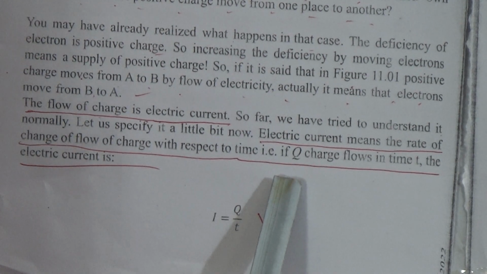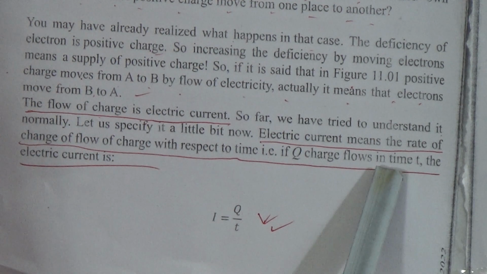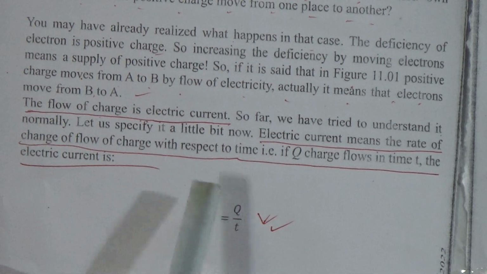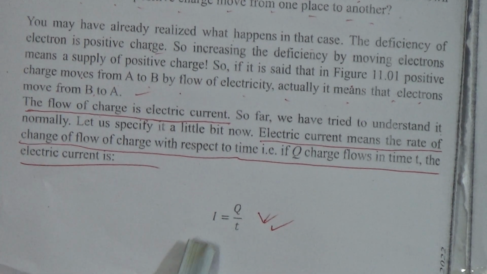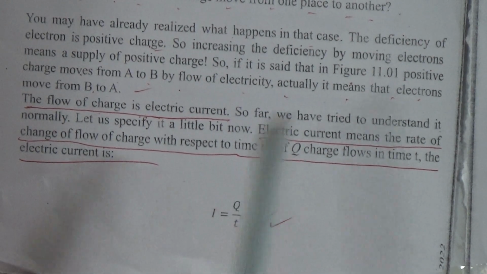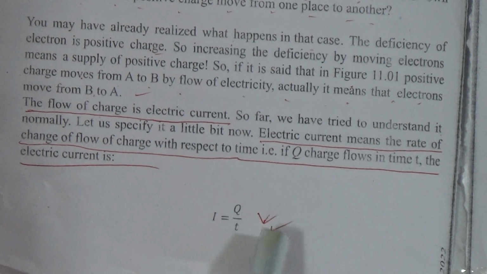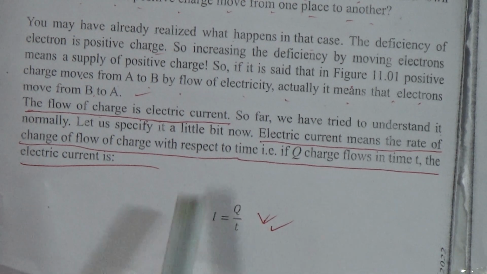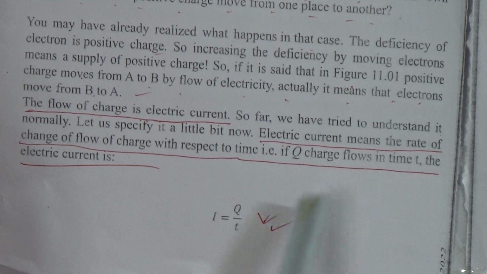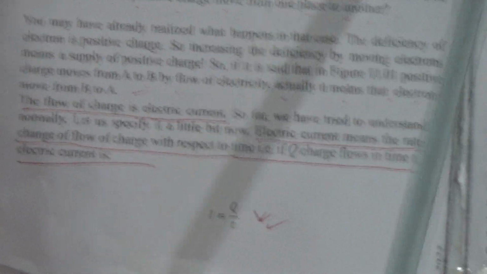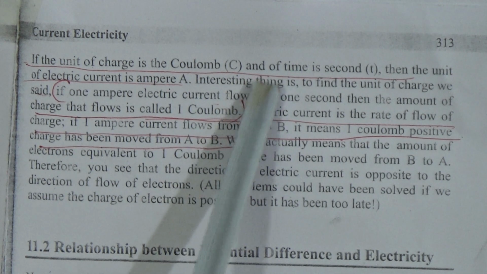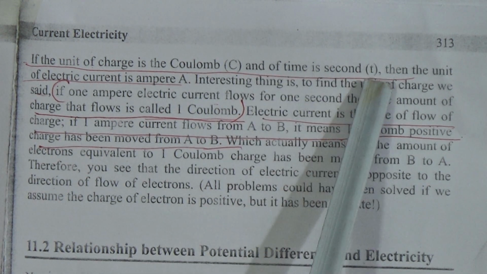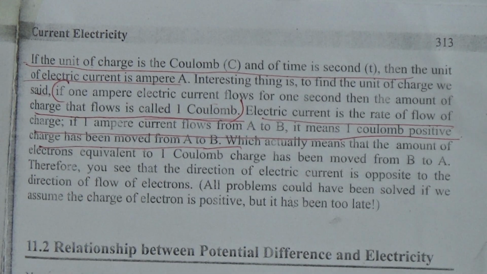If Q charge flows in time t, the electric current is I equals Q divided by t. My dear students, electric current is indicated by I, Q is charge and t is time. So we can say if Q charge flows in time t, the electric current I will be Q divided by t. Now if the unit of charge is the coulomb C and of time t is second, then the unit of electric current will be ampere.